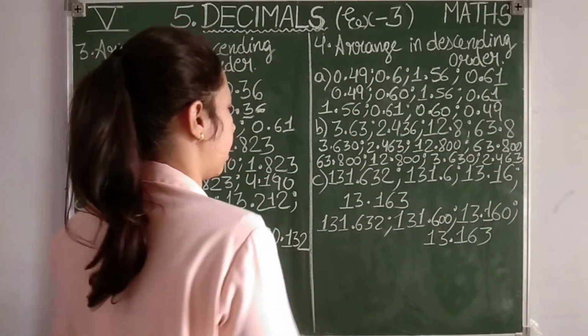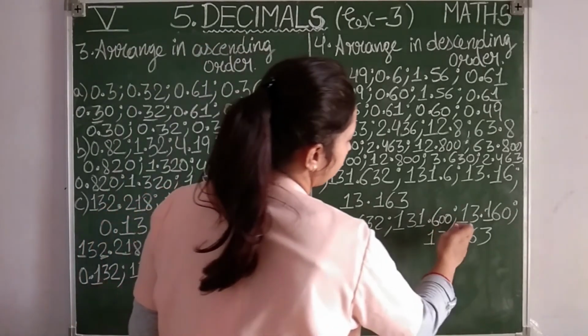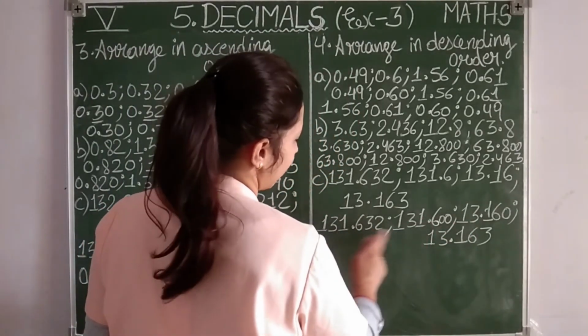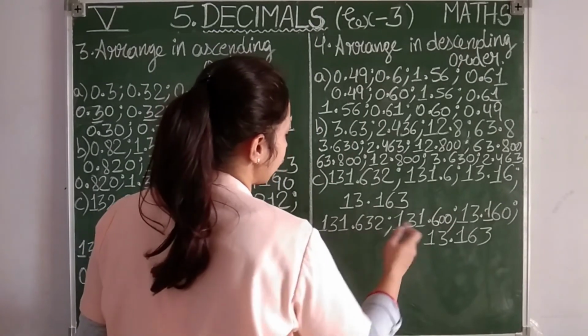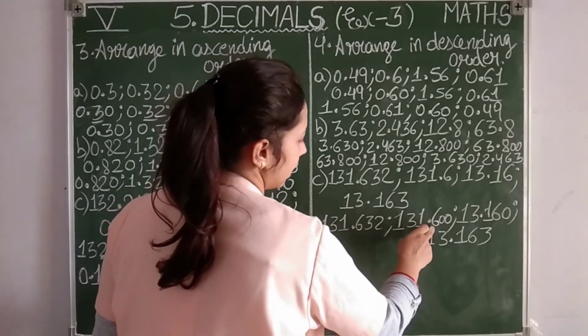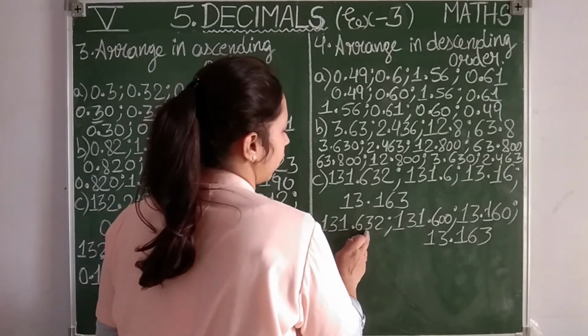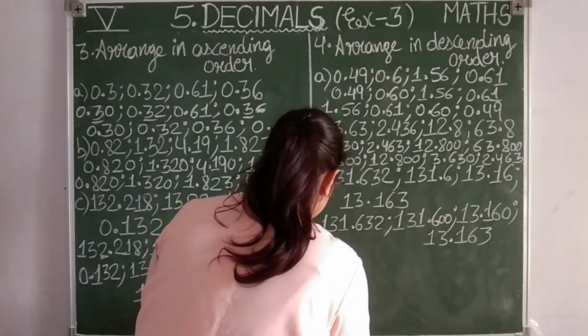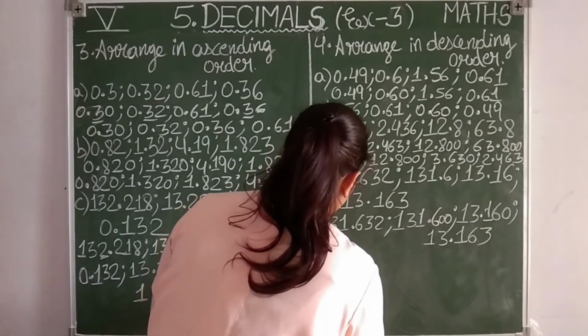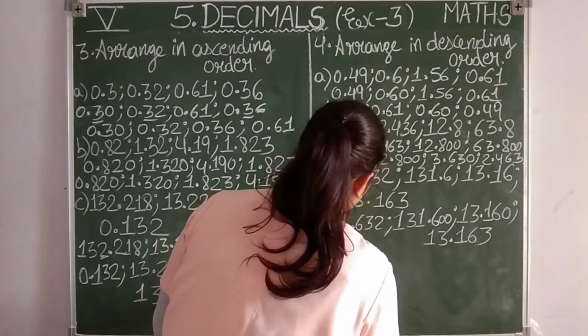Now check the whole number: 131, 131, 13, 13. So among these, some will be the greatest number. If the whole numbers are same, check for the tens place. Here it is 6, here it is 6. Tens place is also same. Now move to the hundreds place. 3 is written here. So that means this is greater. That's why 131.632 will be the greatest.